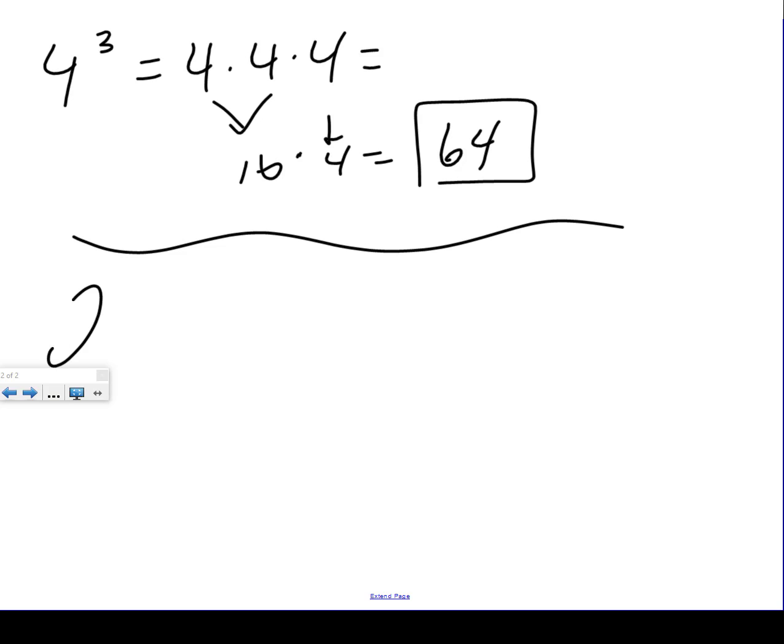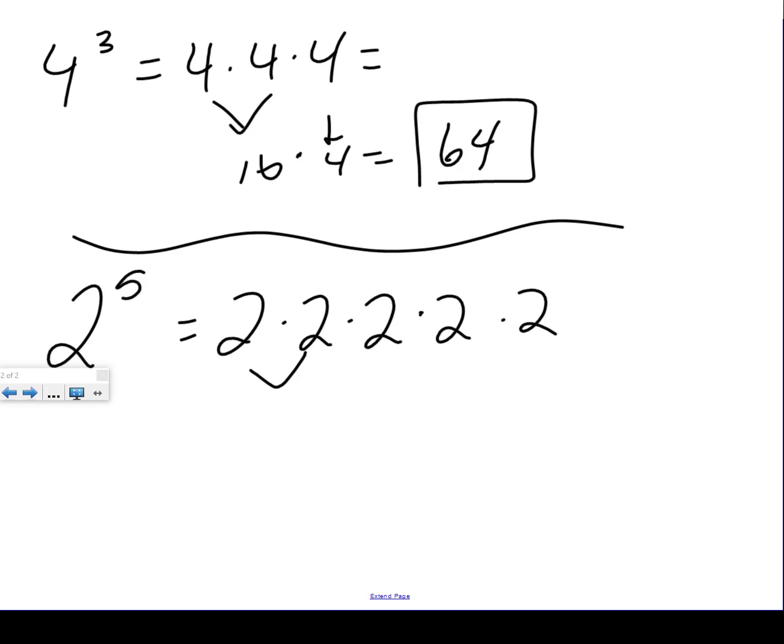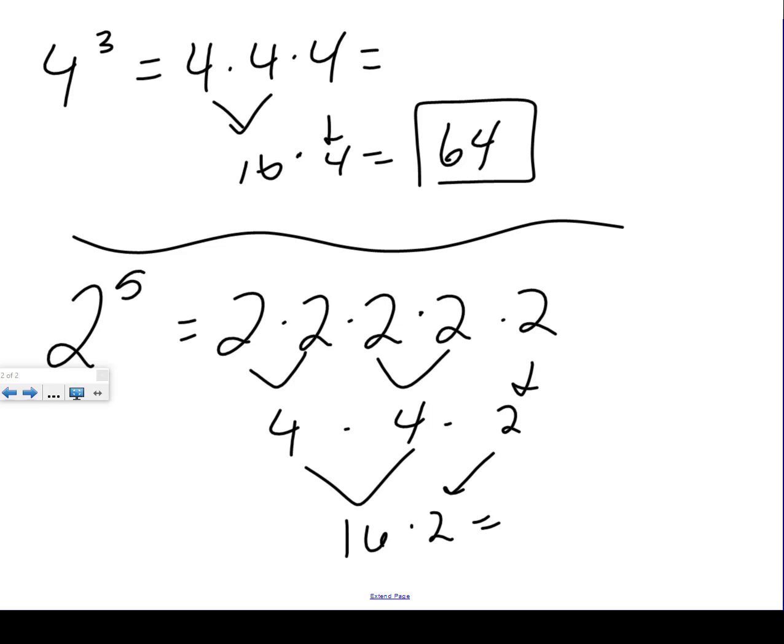Okay, so let's do 2 to the 5th power. It means 2 times 2 times 2 times 2 times 2. 5 times, right? 5 of them. And so I have 2 times 2 is 4. 2 times 2 is 4. And bring down the 2 I haven't used. 4 times 4 is 16. 16 times 2 gives me a final answer of 32 for this one.